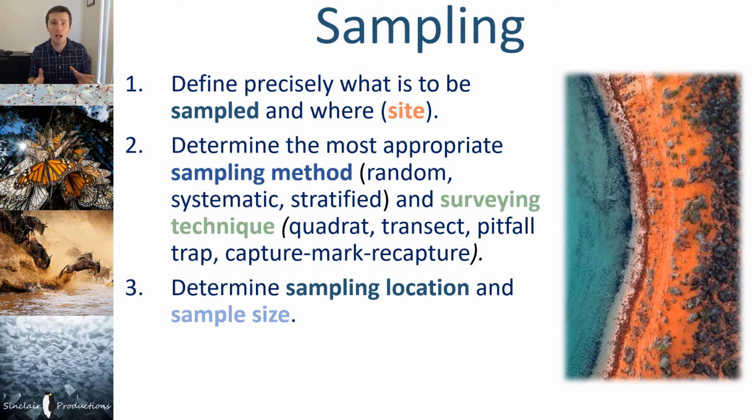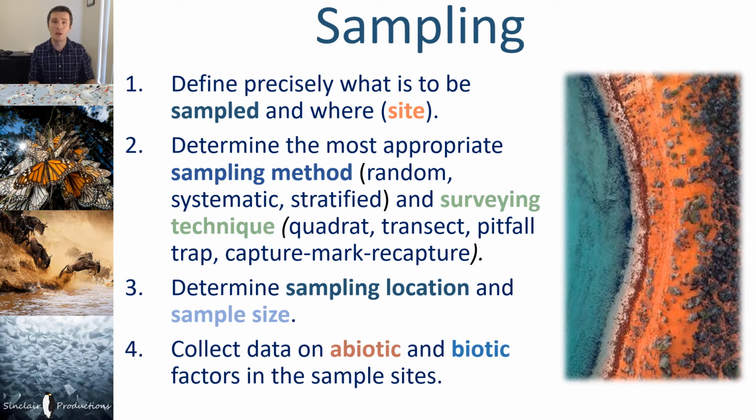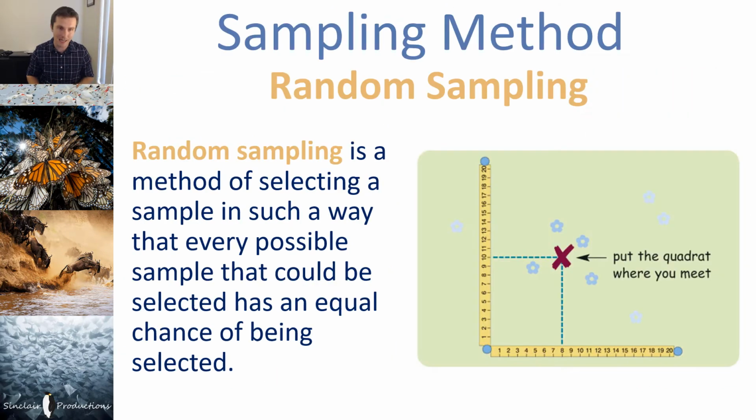So you may have a site, and you might have picked the Sunshine Coast, okay? Then you might find your specific sampling location, which could be a particular dune on Bribie Island, or it might be Point Cartwright if you're doing Rocky Shore, different things like that, and the sampling size. How large are you going to cover? So you go through those different steps, then you'll go out, collect data on either the abiotic and biotic factors in the sampling sites, depending on what your research question is or what you're looking at.